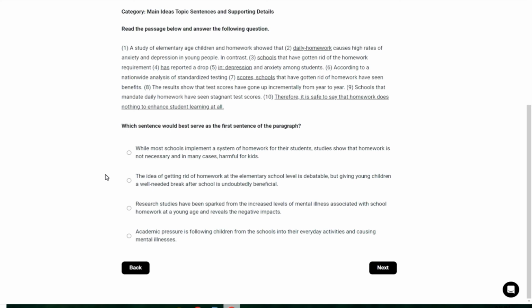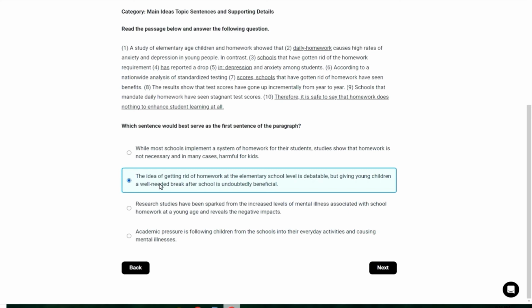B. The idea of getting rid of homework at the elementary school level is debatable, but giving young children a well-needed break after school is undoubtedly beneficial. Okay, that one may make a little sense. It's like introducing the idea, so let's select it. Let's move on. C. Research studies have been sparked from the increased level of mental illness associated with school homework at a young age and reveals the negative impacts.